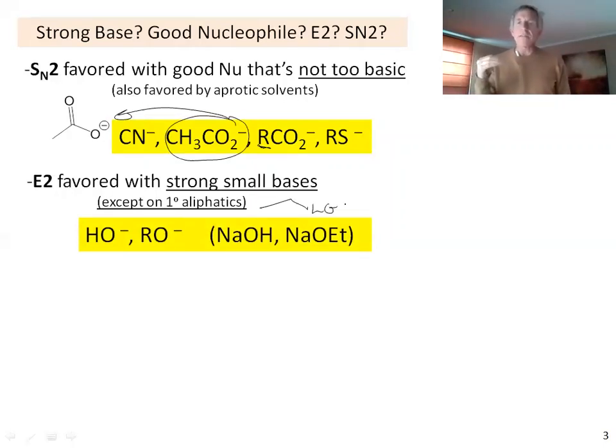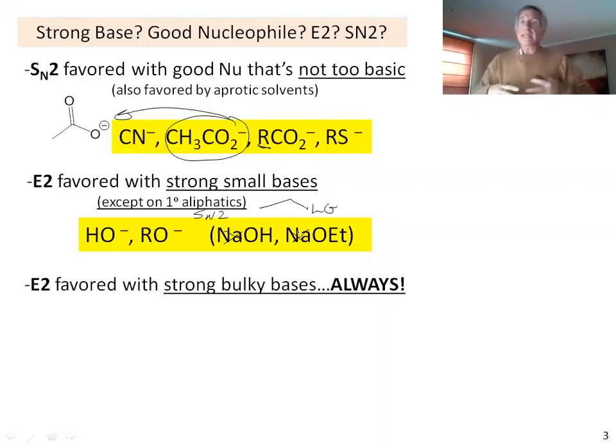Because the primary aliphatic, for example, it's small enough, not sterically hindered enough, that these strong bases will still do an SN2 reaction. So be on the lookout for sodium hydroxide, sodium ethoxide, or any of these alkoxides. And they don't always have to be sodium, they could be potassium salts. Again, these are just spectator ions. Please ignore them. Don't let them get into your subconscious and distract you. Okay? So E2 is favored by these small, little, strong bases.